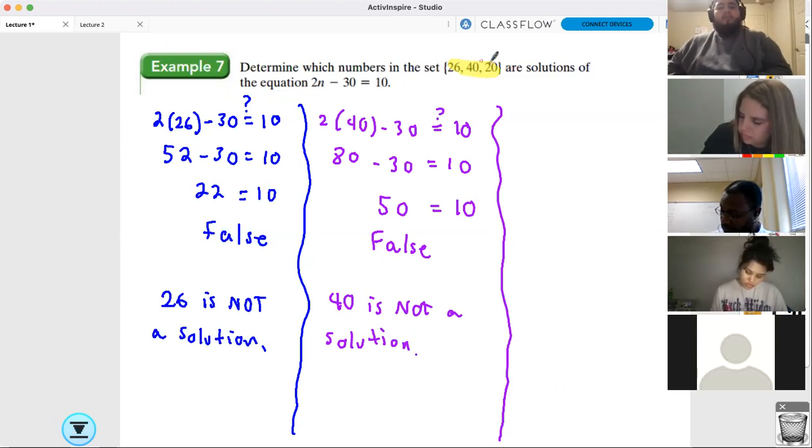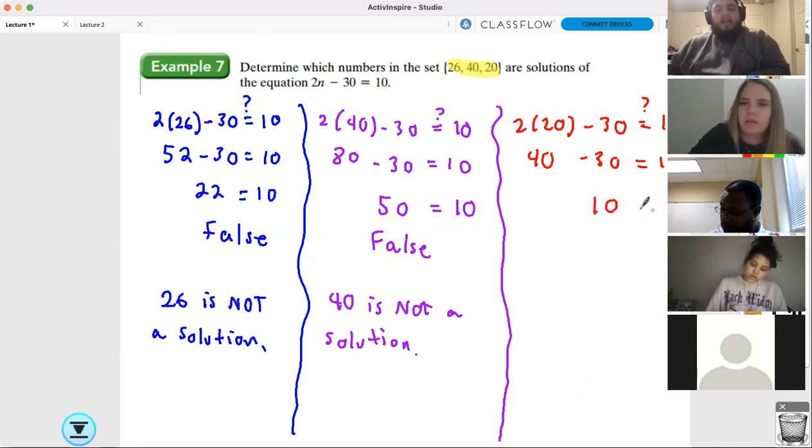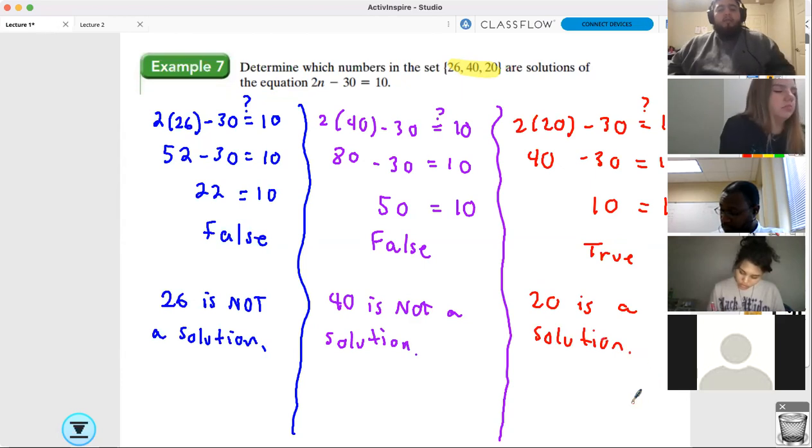Last solution value we're checking, we're testing 20 out. 2 parentheses 20 minus 30 equals 10, question mark. 2 times 20 is 40. Bring down everything else. 40 minus 30 is 10. Bring down equals 10. 10 equals 10 is true. So that tells us that 20 is a solution. And we are done, class.